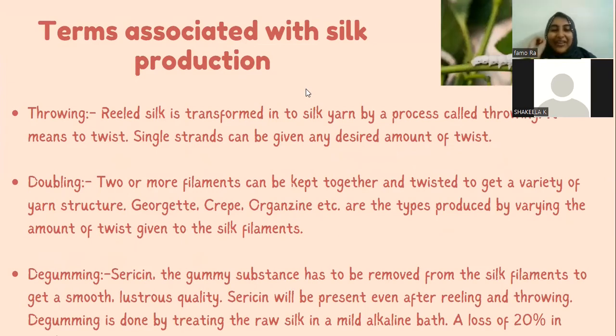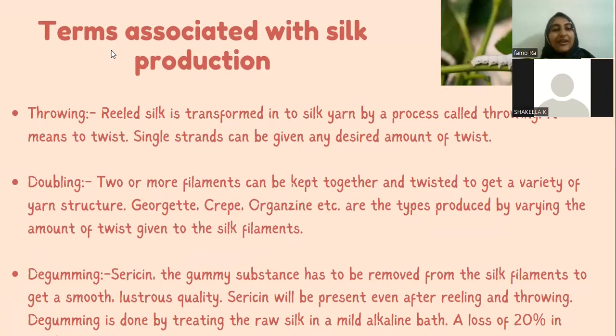throwing. Okay, it's not throwing your paper or books or anything. Throwing means the reeled silk, the silk which has been unwound from the cocoon, is transformed into a yarn by a process called throwing. It means to just twist. Single strands are given a lot of twisting so that it gets stronger. So that is what is called throwing.